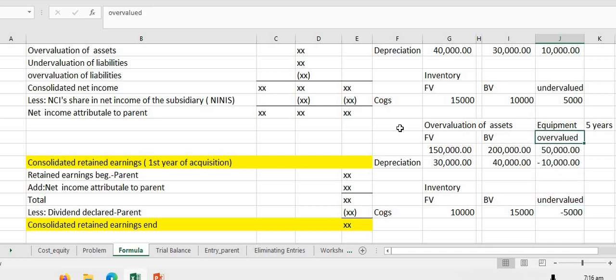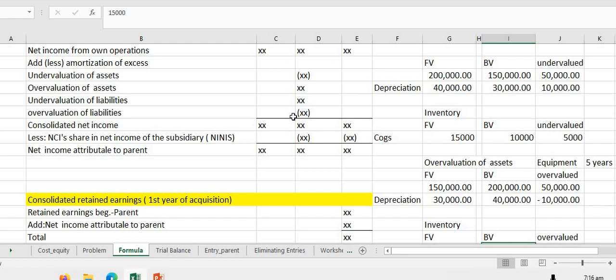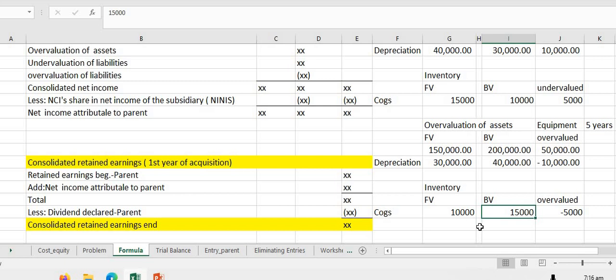Overvalued tayo by 5,000. Okay, overvalued is 5,000. So therefore, the subsidiary reported cost of goods sold at 15,000, but for consolidation purposes, the cost of goods sold should have been 10,000. Okay, so therefore, our cost of goods sold is overstated. That's why understated yung net income natin. So, for amortization purposes, we shall add the overvaluation of the inventory.